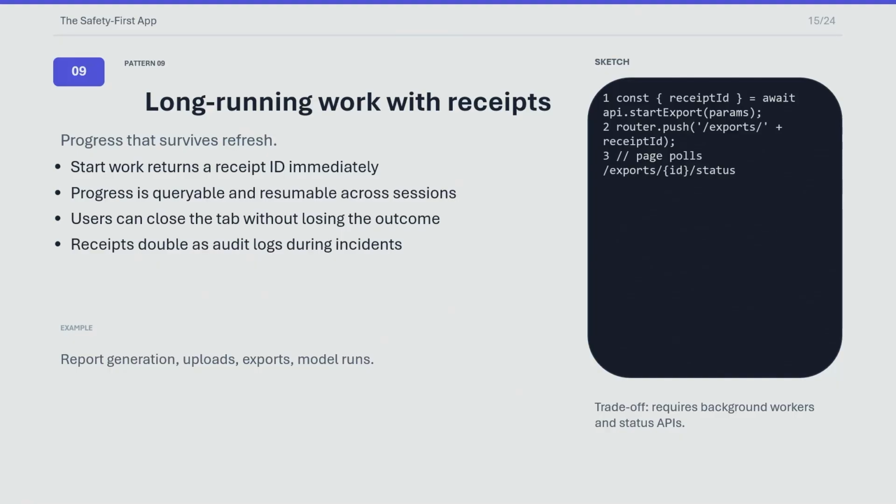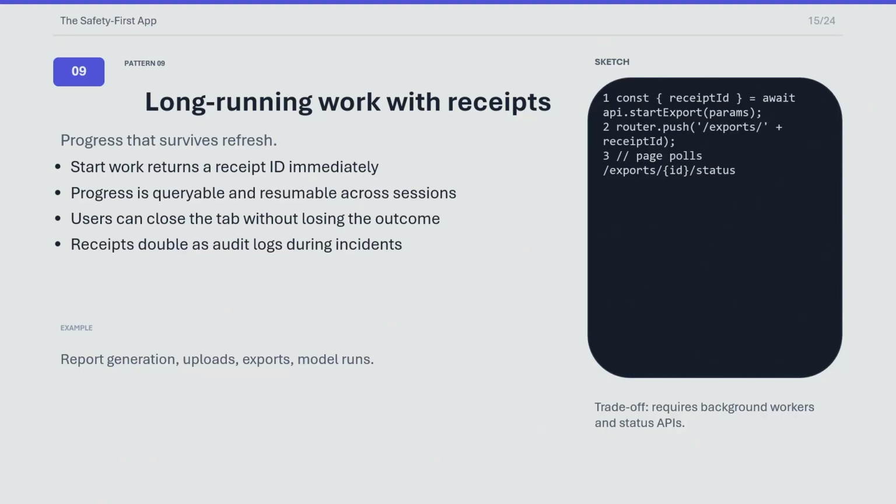So start work, for instance, that returns a receipt ID immediately, so that you know that it started. And having the progress queryable and reviewable across sessions really does mean a lot. Being able to set those particular checkpoints, or at least show that particular progress, really means a lot to users, and also for you as well, of course, for debugging purposes, if you do need that.